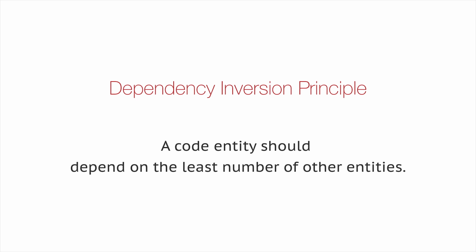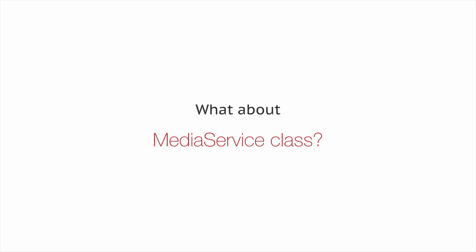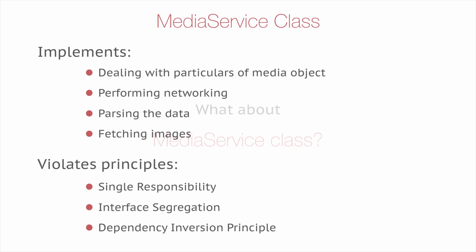A good part of our project to analyze is media service class. Our project is quite small, and it's used as an example to explore the essentials of networking capabilities. However, along the way, we've built a number of traps for ourselves. The same class is responsible for dealing with particulars of media object, performing networking itself, parsing all the data, and on top of that, fetching images. That might be a violation of dependency inversion principle. This very same object also violates single responsibility and interface segregation principles.